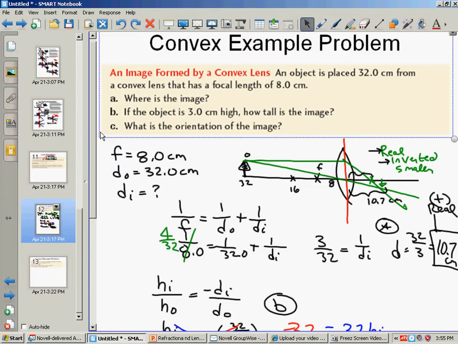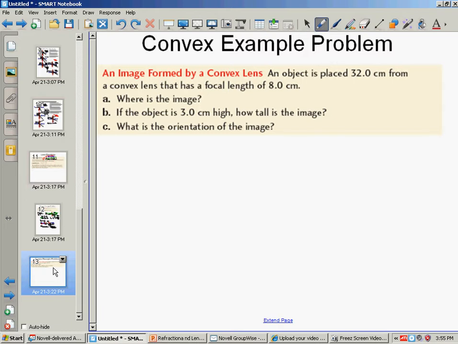How does this problem change if instead of it being convex, what if we put it in front of a concave lens? Like change all this around, put it in front of a concave. Well, first of all, the focal length isn't going to be positive 8. In this case, when you have a concave, the focal length is going to be negative.